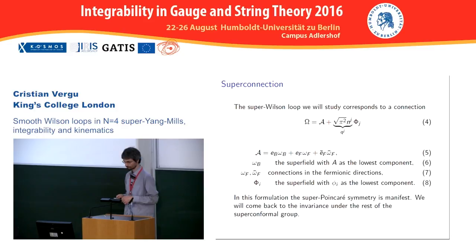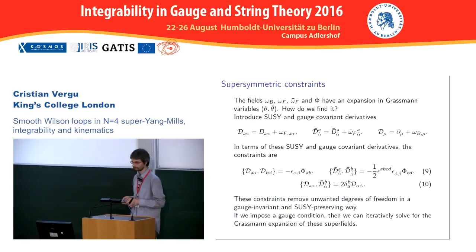Okay, so this formulation is tailor-made to make the super Poincaré symmetry manifest. So I have the invariance under Q, P, and Lorentz transformations built in. It's not yet clear that this is invariant under superconformal transformations. This is something I have to come back to.